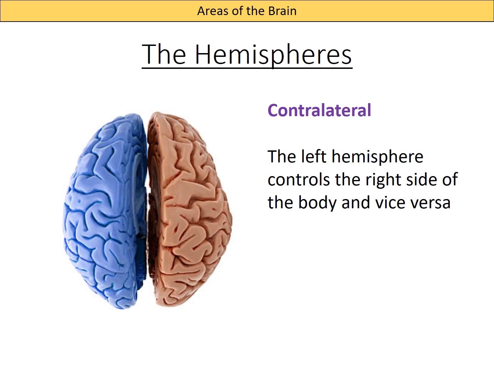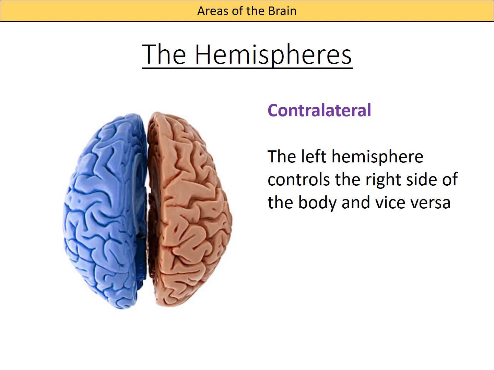So, for example, something that you see in your left field of vision, so with your left eye, would be processed in the right hemisphere, and something that you touch maybe with your right hand, that sensory information would be processed by the left hemisphere. Similarly, if you want to move your left arm, it's the right side of your brain, the right side of the motor cortex that's processing that information and causing you to make those movements.